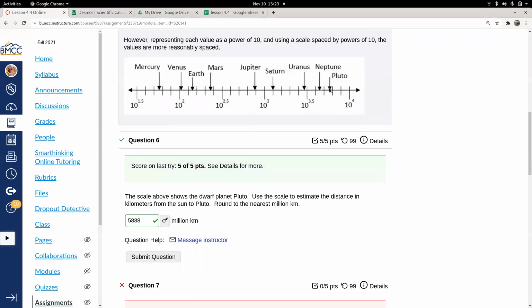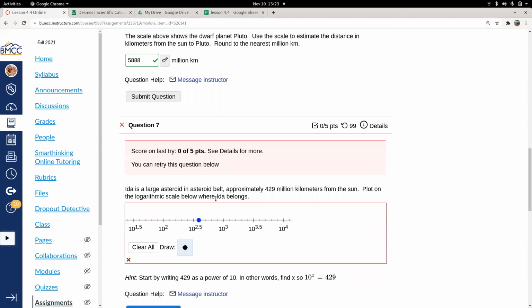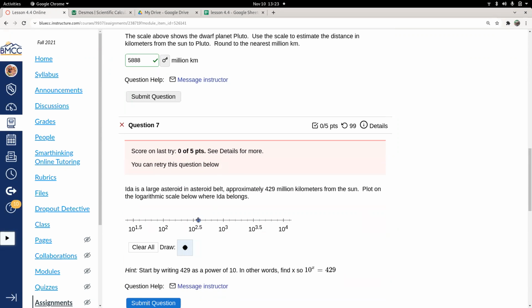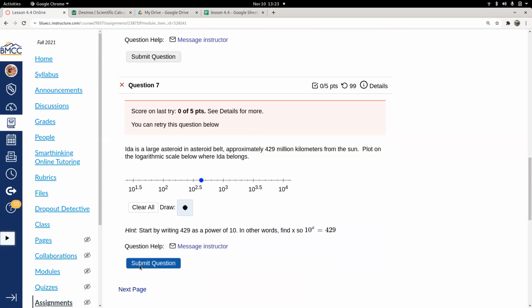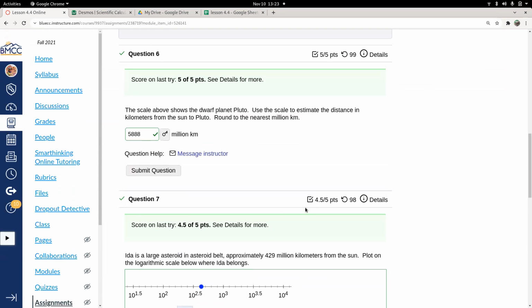Pluto, yeah, we guessed that with 2 decimal places. Okay, so 2 decimal places, what is that? 6.3. Okay, where would 6.3 be here? 2.6, 2.67, 2.63. It's about there. Oh, that was better, 2 decimal places. I lost half a point out of 5. No big whoop.